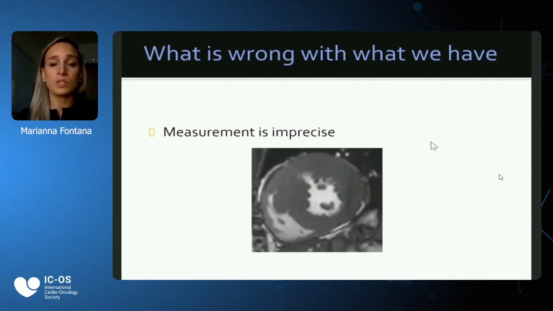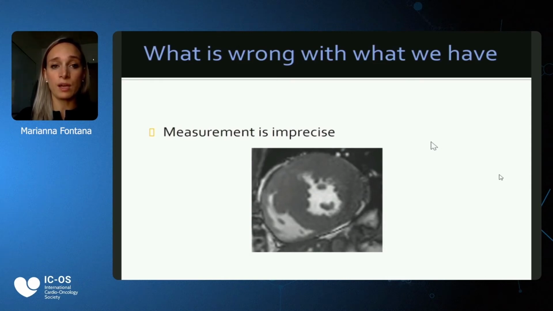So I'd like to start with what is wrong with what we have in imaging in cardiac amyloidosis. So the first problem is that I do not think that our imaging is precise. So let's have a look at what we do in clinical practice. We all have measured the wall thickness.